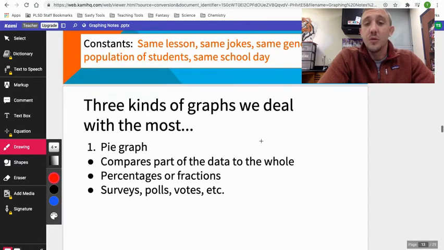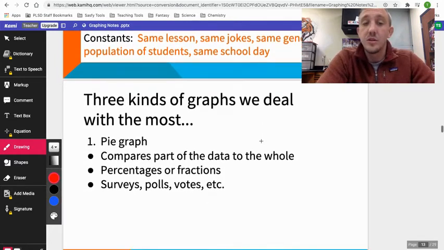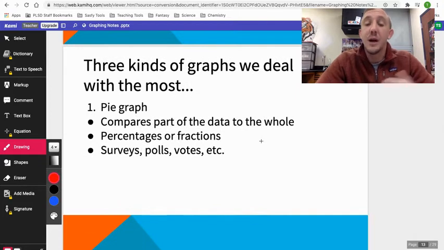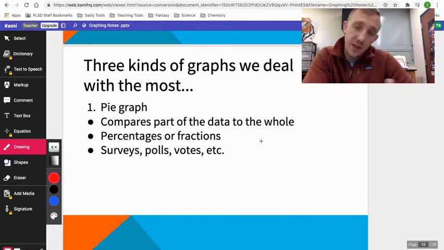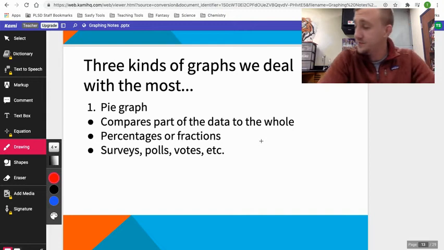So we have three types of graphs. All right, and so the three types of graphs we're dealing with is pie graphs, and we use pie graphs to compare the whole data, okay, or part of a data to a whole. So percentages or fractions or surveys, polls, votes. So a couple examples. So if you need to, go ahead and pause this and write this down.